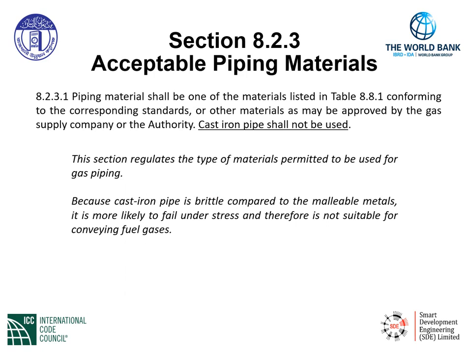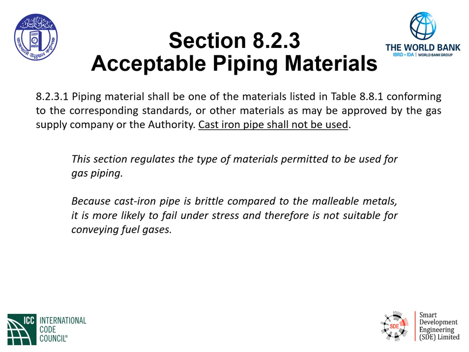We have a prohibited material here in the next section. And again, we're talking about acceptable piping materials. Section 8.2.3.1 gives us a reference as seen here. It indicates the following: piping material shall be one of the materials listed in Table 8.8.1, conforming to the corresponding standards, or other materials as may be approved by the gas supply company or authority. Finally, cast iron pipe shall not be used.